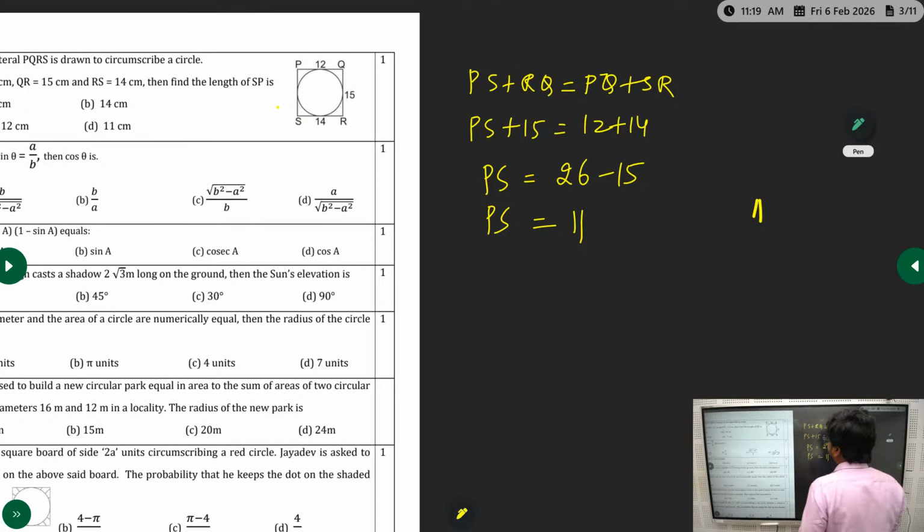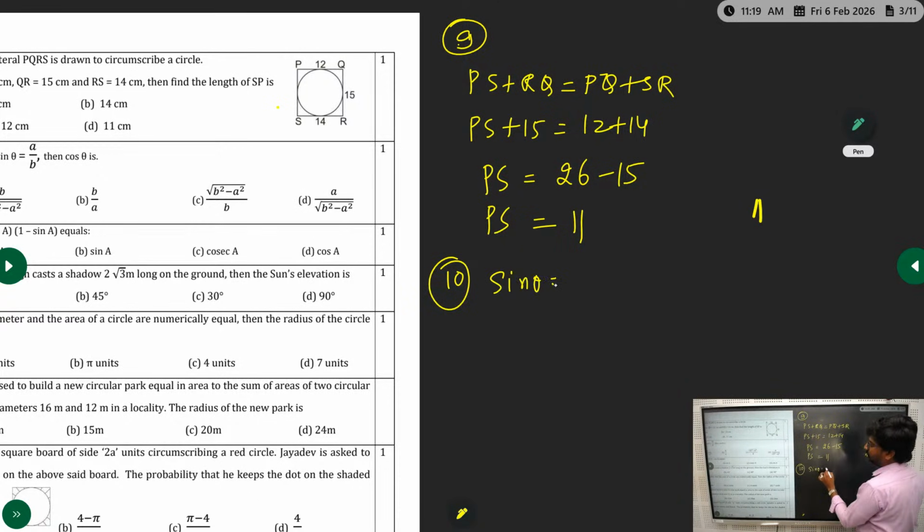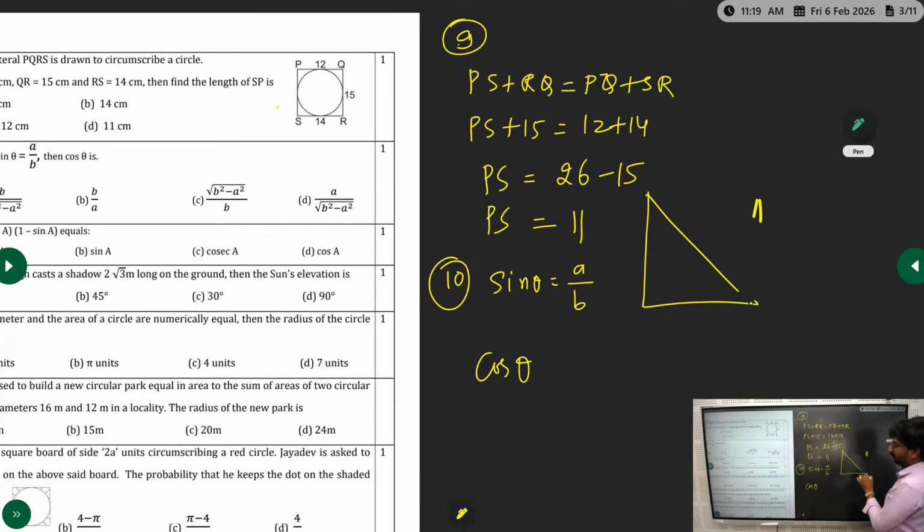This is question number 9. Huh? This is the 10th question. Sin theta is equal to A by B. Your midterm exam question. Option C. What is cos theta? Bit easy compared to last year's paper, right? First you draw a right angle triangle. Sin means what? Opposite by hypotenuse. Opposite is A, hypotenuse is B. Who is the longest side in the right angle triangle? B square minus A square. But square root should be there.